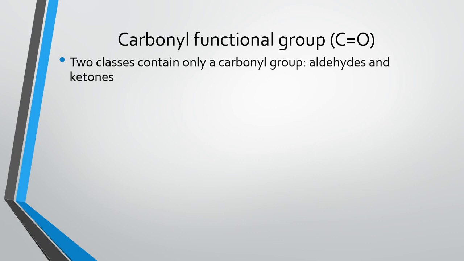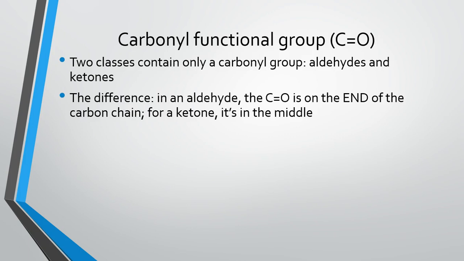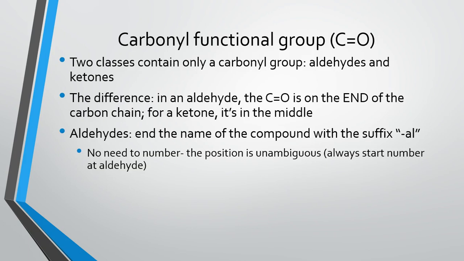Okay, moving right along, let's talk about carbonyl groups. The carbonyl group is a carbon double bonded to an oxygen, and there are 2 classes of molecule that contain only a carbonyl group, aldehydes and ketones. So here's the difference. In an aldehyde, the carbonyl is at the end of the carbon chain. It doesn't matter which end, but as long as it's on the last carbon in the chain, that's what makes it an aldehyde. If it's a ketone, it's going to be somewhere in the middle. It doesn't matter where it is in the middle, but it has to be in the middle.